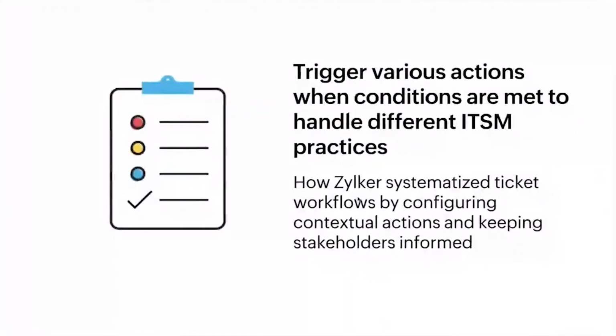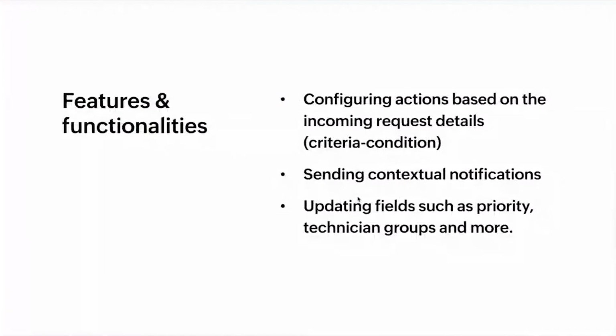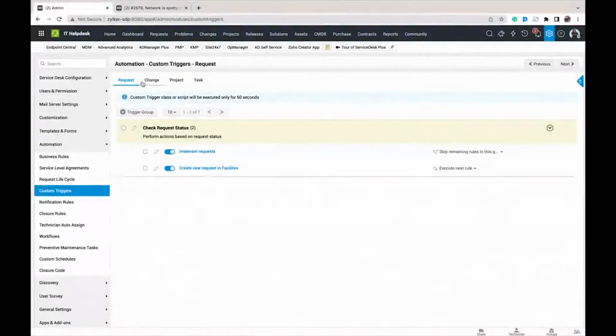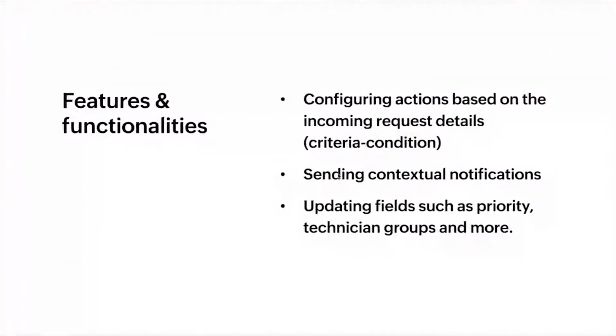So we just saw how you can configure actions based on incoming request details. We saw how you can send contextual notifications using custom triggers. And let me take a short moment to explain this. While business rules are applicable only to incidents and service requests, custom triggers can be applied to change, projects, tasks, and requests as well. And the last thing we saw is how you can update fields like priority, technicians, or technician groups from either business rules or custom triggers.